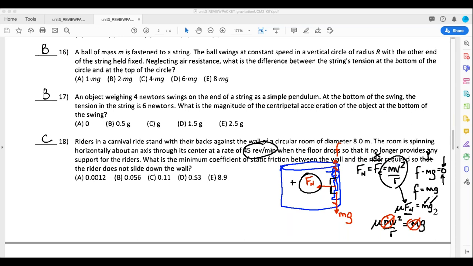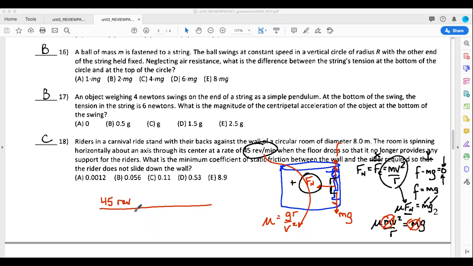the mass cancels out, and I can solve this for mu by multiplying both sides by r, dividing by v squared. So mu is equal to gr over v squared. Well, g is a constant, it's 10. R was given to me as 8 meters. All I need to know is what the speed is, and plug that in, and I'm good to go. So let's go ahead and set that up.